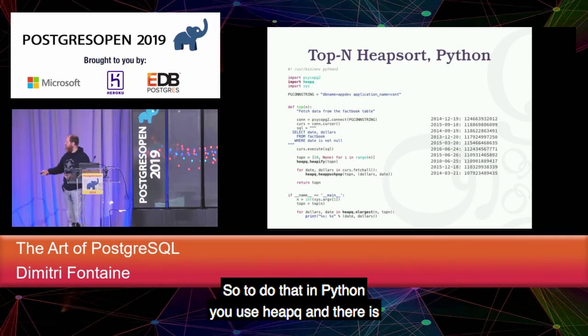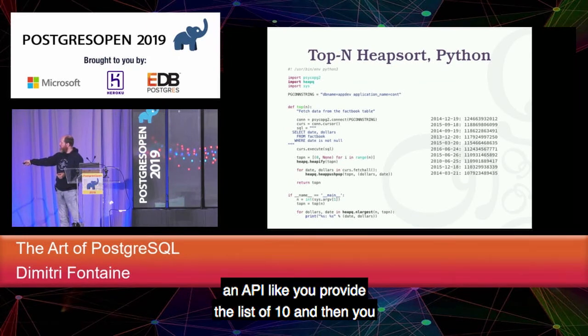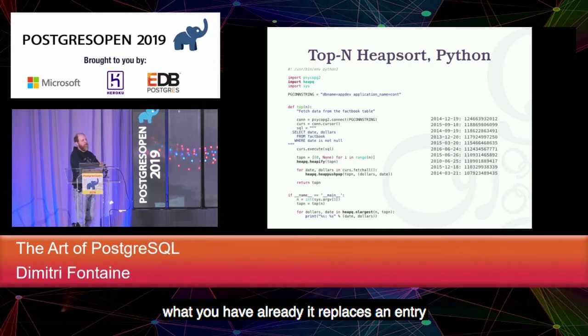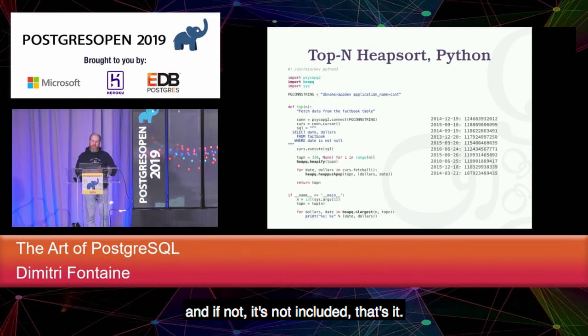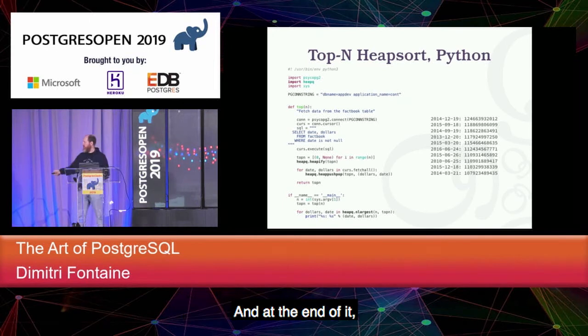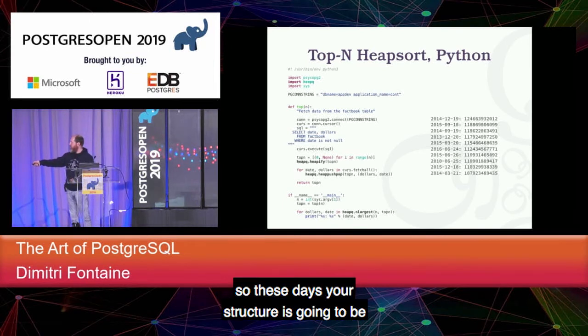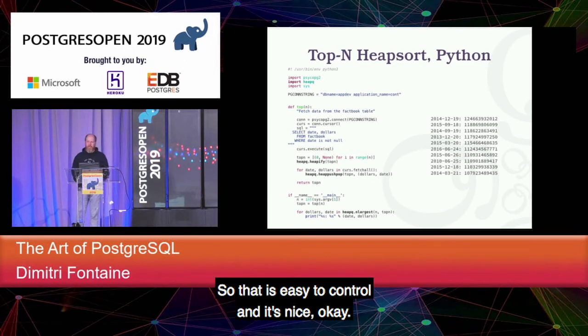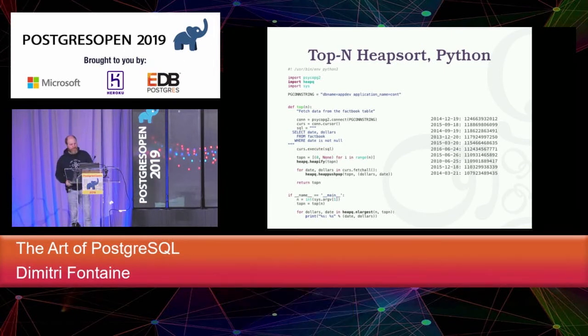To do that in Python, you use heapq, and there is an API: you heapify the list of 10, and then you heappushpop, and if the new value is greater than what you have already, it replaces an entry, and if not, it's not included. That's it. At the end, this data structure is going to be worth 10 lines for the whole processing of your script. So that's easy to control, and it's nice, okay?